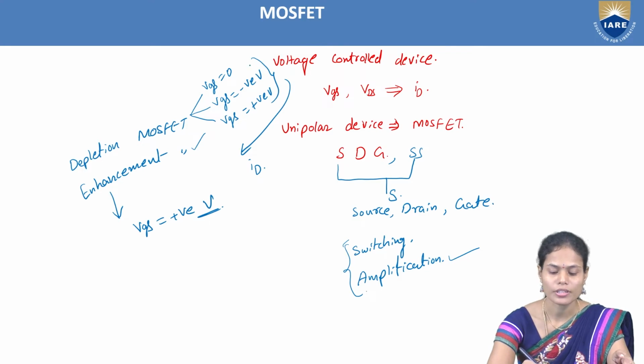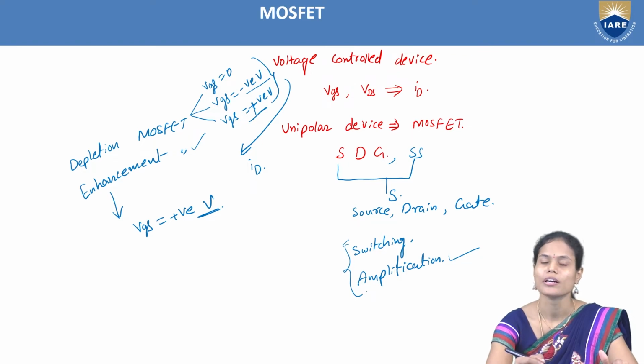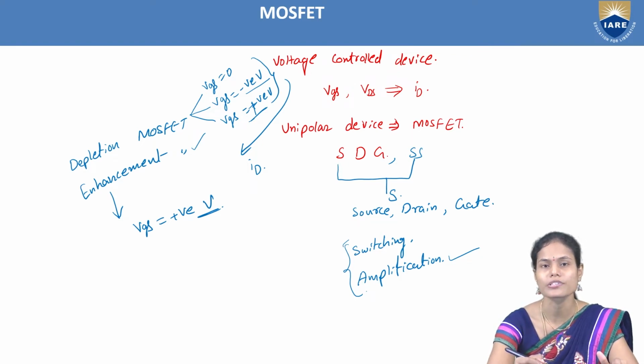But in the case of depletion type, it will give both operations, depletion type as well as enhancement type. Depletion type means for the negative gate to source voltages, there is a decrement in the drain current. So that's why it is named the depletion MOSFET, depletion region. The current is decreasing here. And for the positive values of VGS, the drain current is increasing here. So the current is enhancing or increasing, and that mode of operation we call enhancement mode.